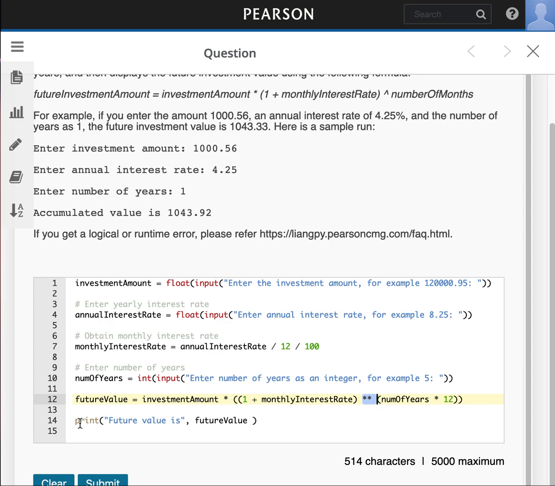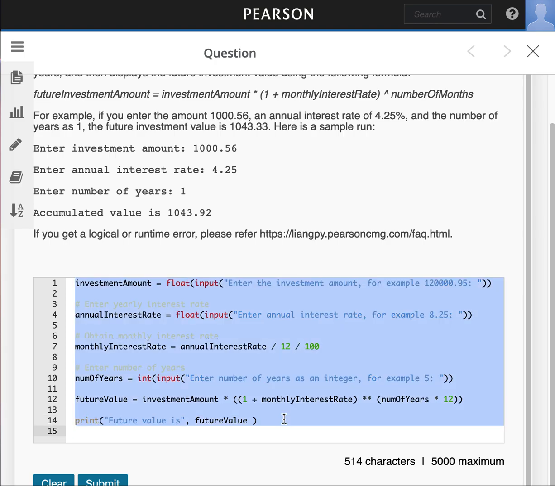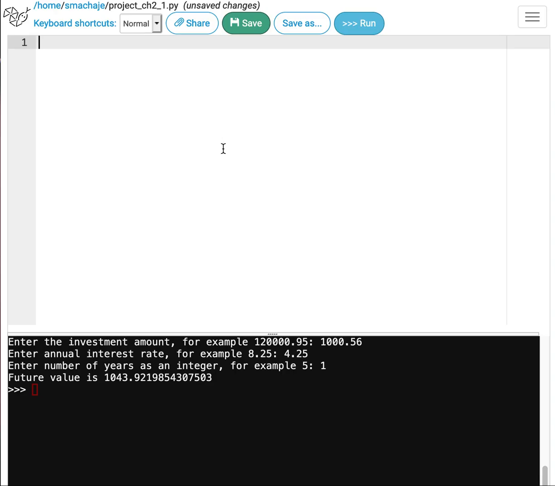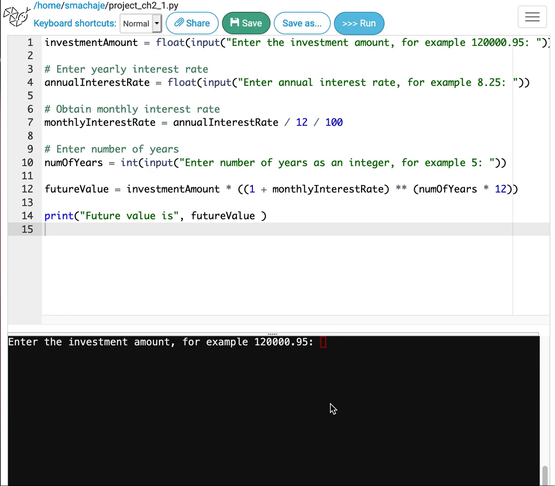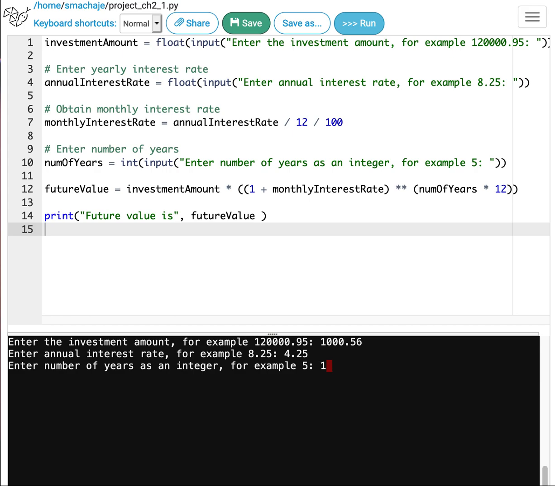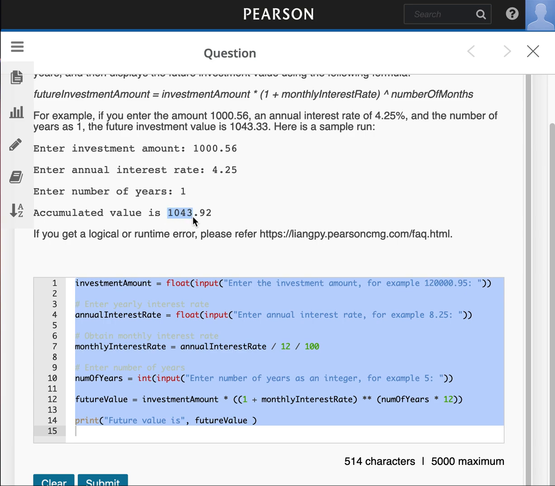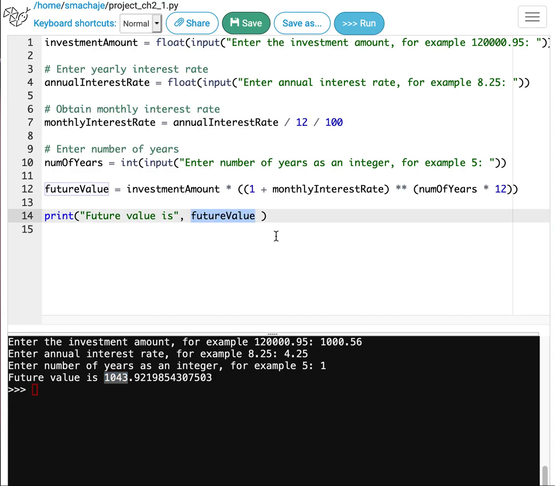And all we're going to do at the end is print out this value. All right, I'm going to go ahead and run this code just to see what happens. So we run the code, and we are first asked to enter 1,056, then 4.25 for the annual interest rate, and 1 year. And when we display it, notice that it says the future value is 1004 with a long number. If we look back at the example, notice that they provided us with 1043.92.